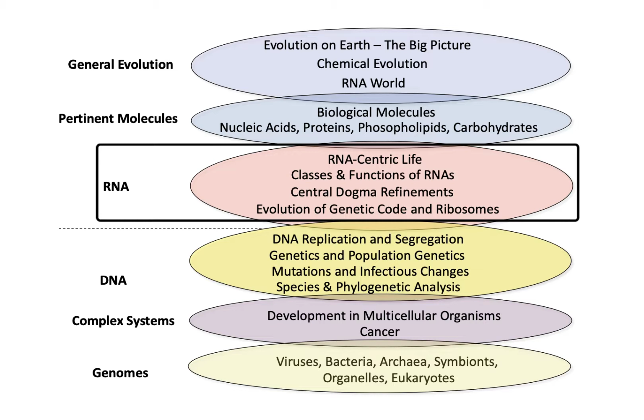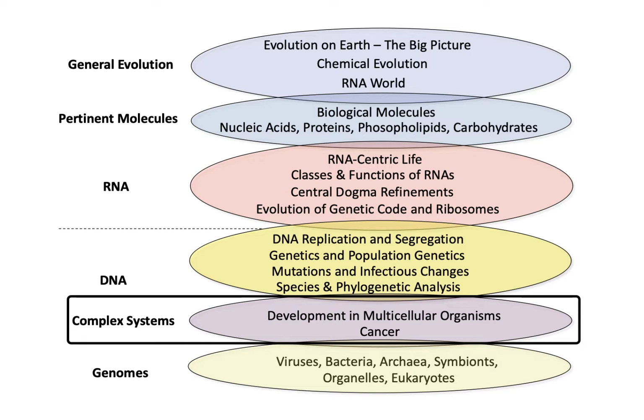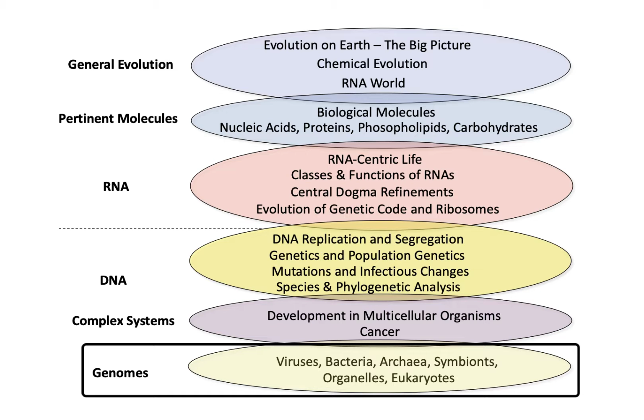And then talk specifically about RNA-centric life, and then into evolution of the genetic code, and ribosomes are a big part of that. And then into DNA replication, segregation, genetics, population genetics, mutation, infectious changes, and phylogenetic analysis. And then into more complex systems such as development of multicellular organisms and cancer. And then the last section is on genomes, and I cover these also in some other classes, but I'll cover these in more detail here.